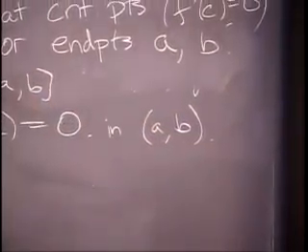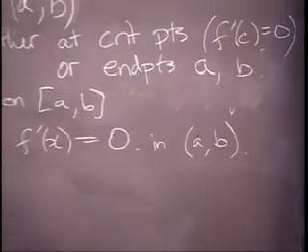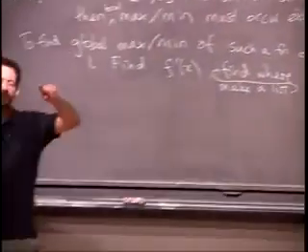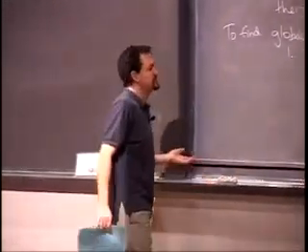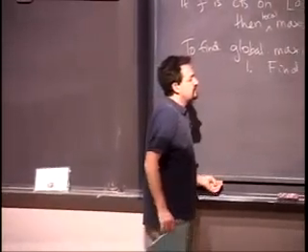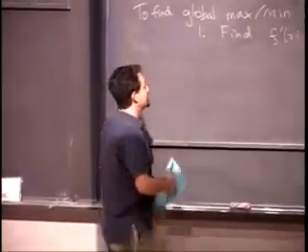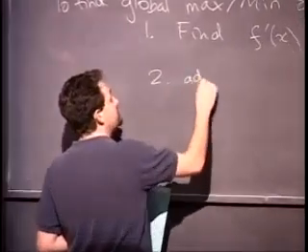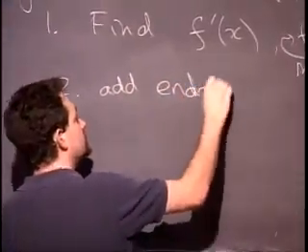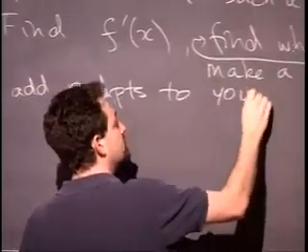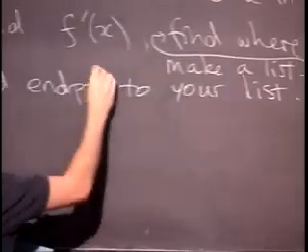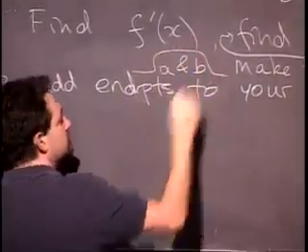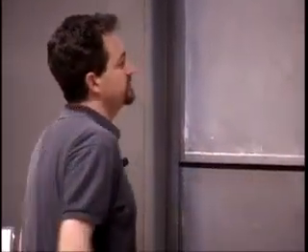Sometimes a function could be defined on a greater interval, but we might say, oh, just the domain is 2, 5. Well, you don't need to worry about anything outside 2, 5 in that case. So you just find the points where the derivative is 0 in AB. Step 2 is to add the endpoints to your list. And the endpoints are A and B. Okay, so our list consists of all the points where the derivative is 0, as well as the two endpoints.